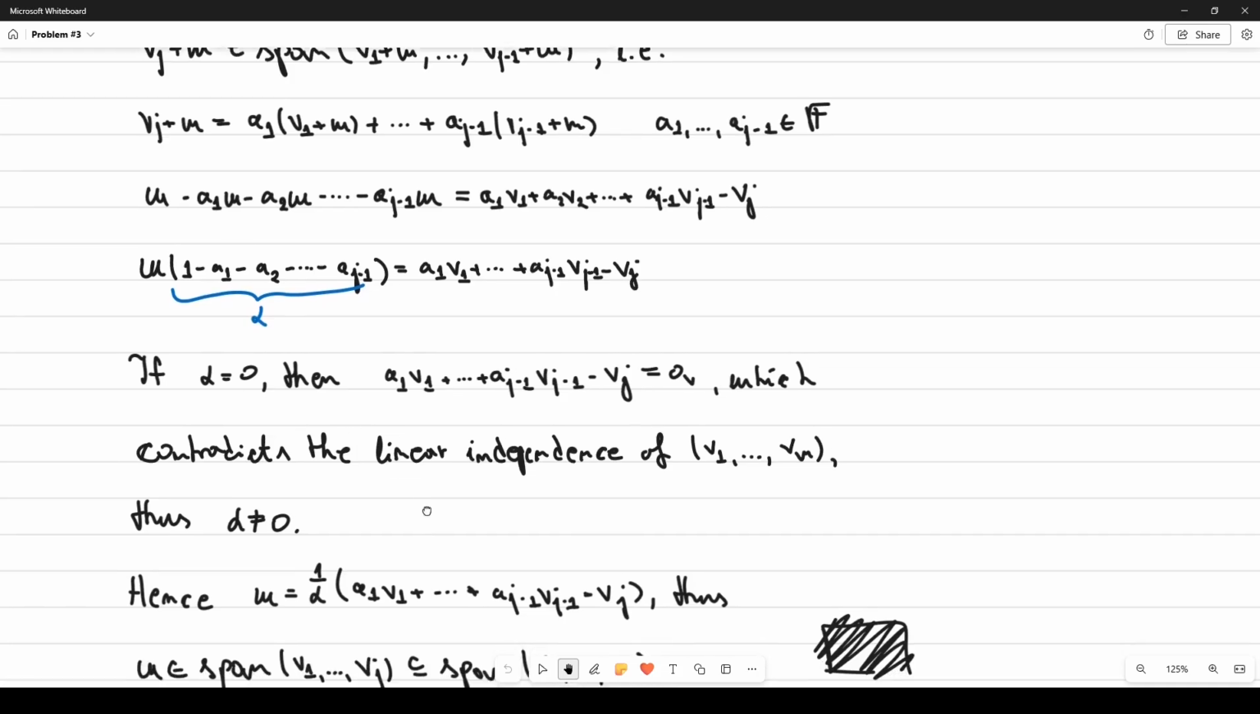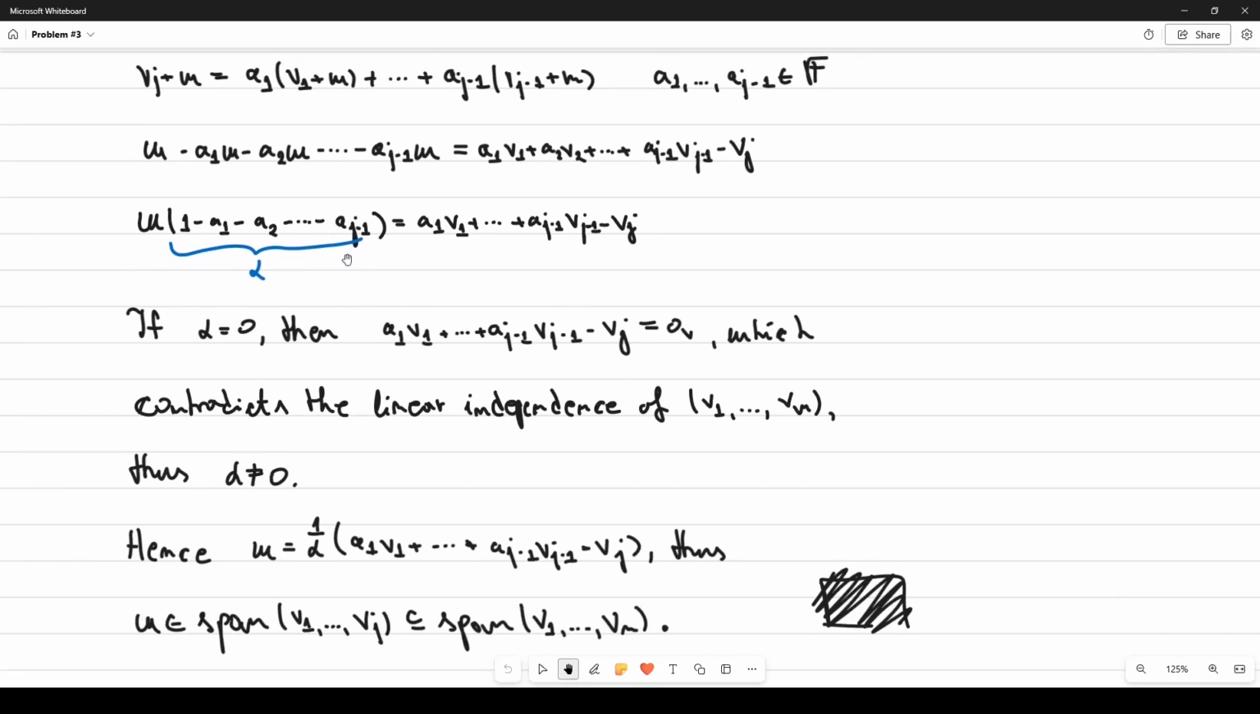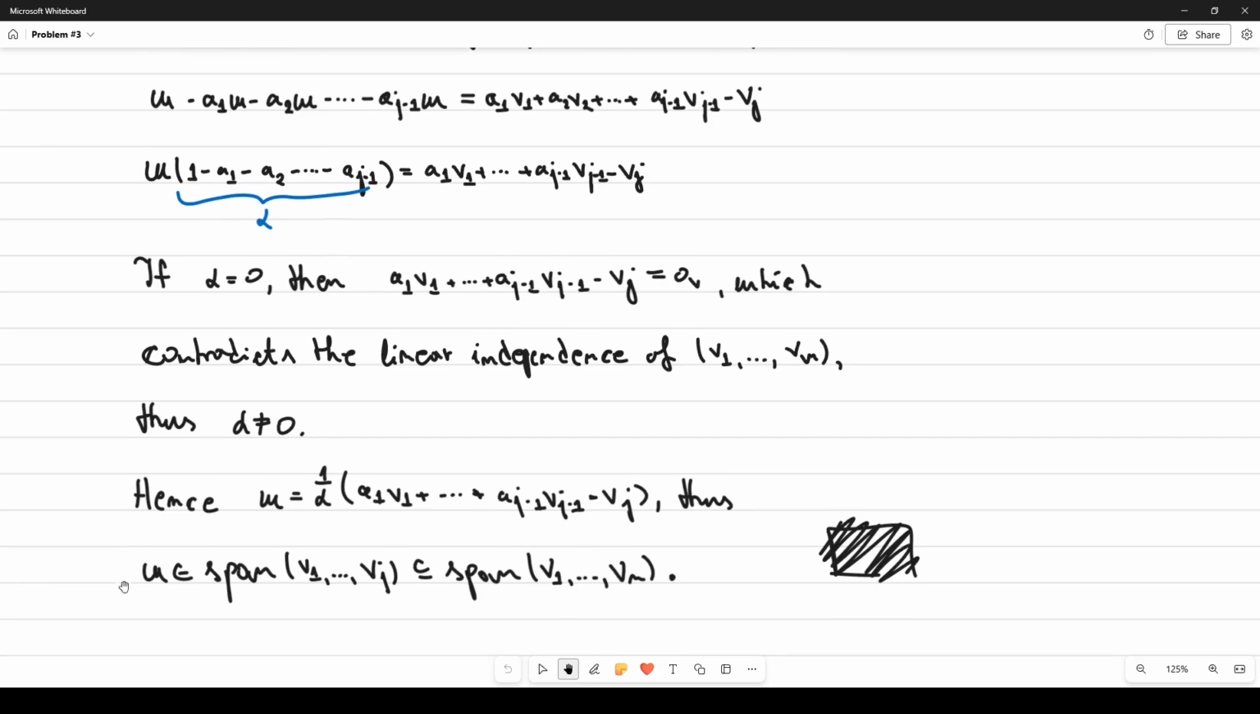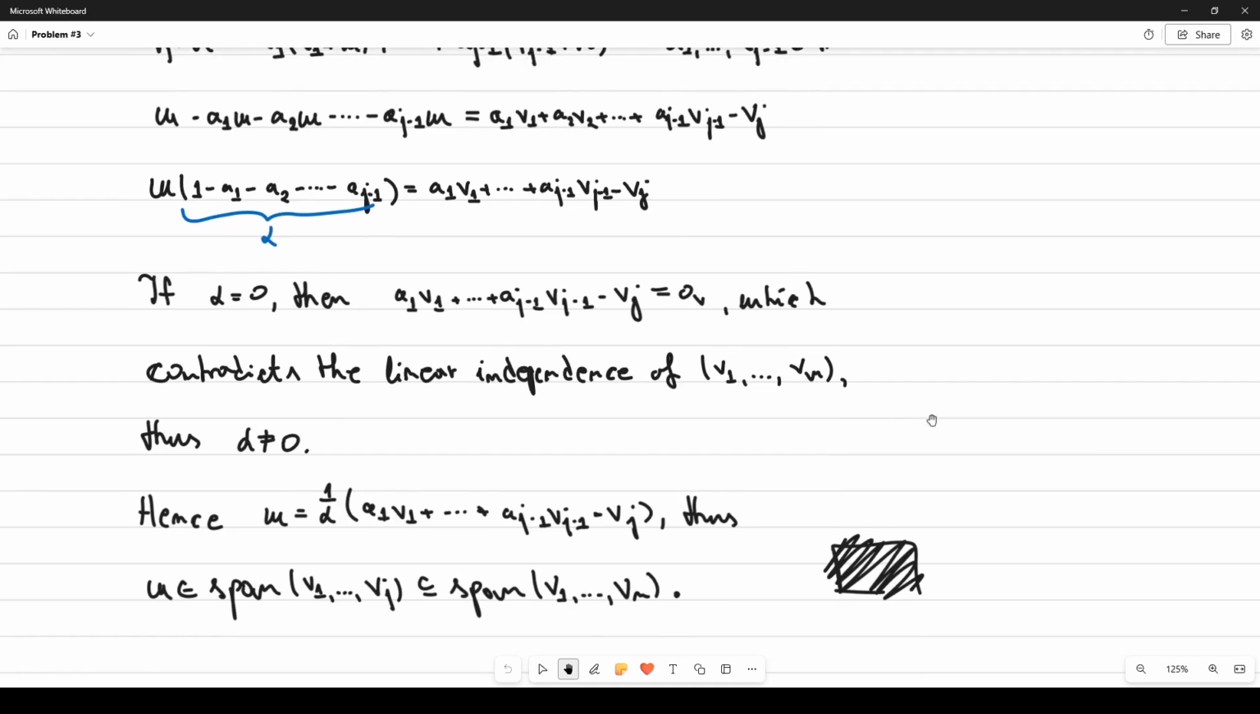Now that we've established that alpha is different from 0, we can divide both sides of the equation by alpha to get that W is equal to this. That means that W belongs to the span of these vectors. That also means then that this span here is a subset of the span of our original list. So that means that W belongs to the span of our original list, as we had to show.